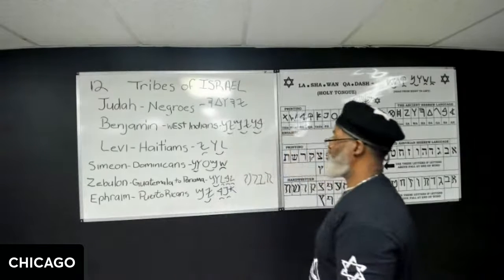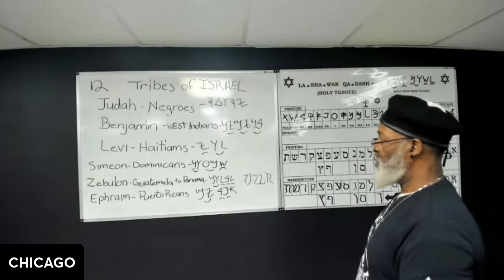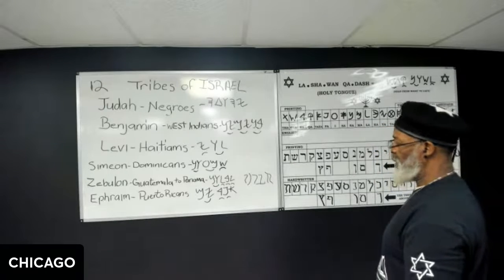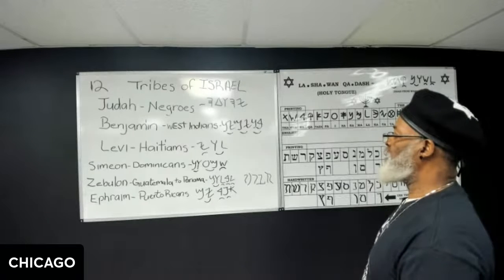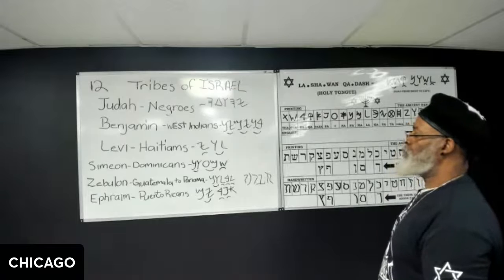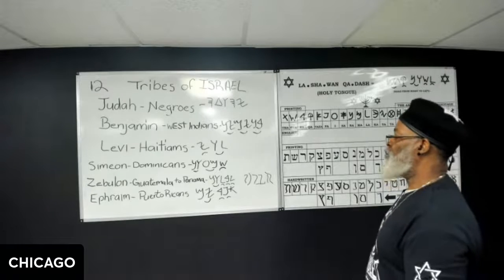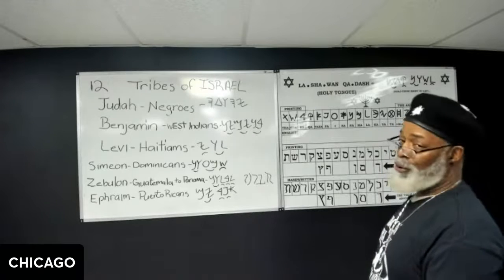And that's 6 of the 12 tribes. Judah, which are considered the Negroes, Benjamin, West Indians, Levi, Haitians, Seminole, Dominican Republicans, Zebulon. Zebulon is Guatemala to Panama. Ephraim is considered the Puerto Ricans of today.